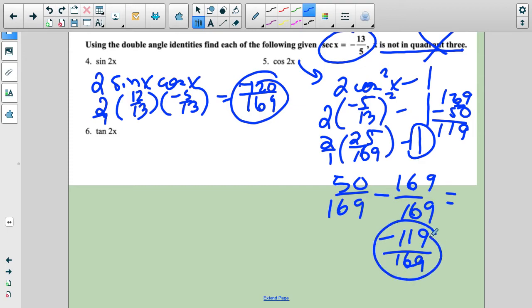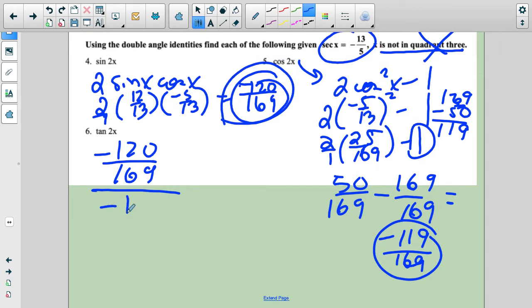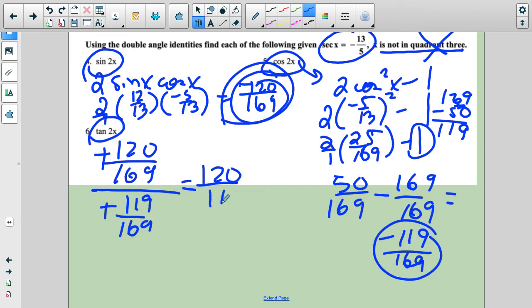And then tan 2x, I would go negative 120 over 169. That's sine divided by cosine, which is negative 119 over 169. So I'm saying sine 2x over cosine 2x is tan 2x. A negative over a negative is a positive. When you do keep, change, flip, you get this.